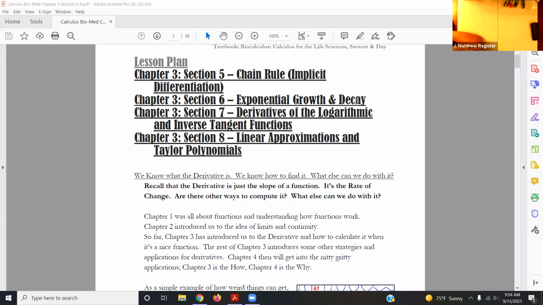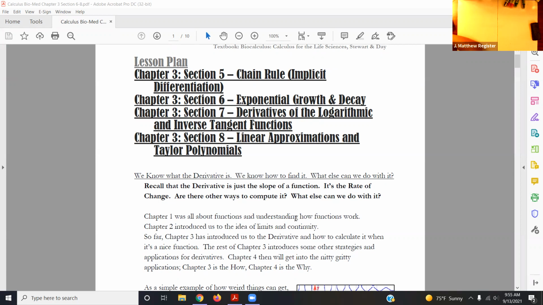We then have exponential growth and decay, which is something you should already know about, the idea of how exponentials work. But your book actually does a good job of exploring it a little bit more thoroughly. I might recommend reading section 3.6 in addition to reading all of your other sections. You're all reading your textbook, right? But definitely read 3.6. And then also, we're going to do derivatives of things like the inverse tangent, as well as how to do linear approximations and Taylor polynomials.